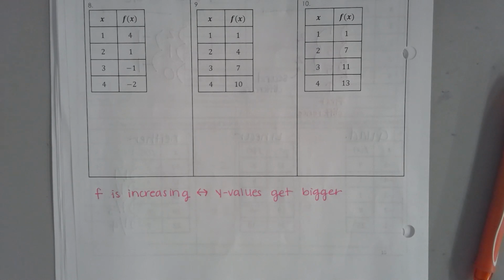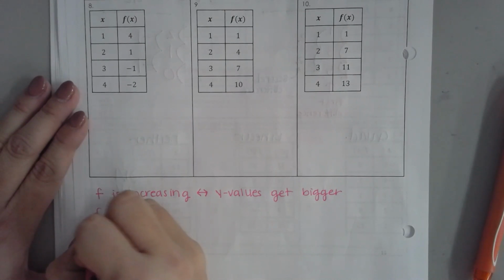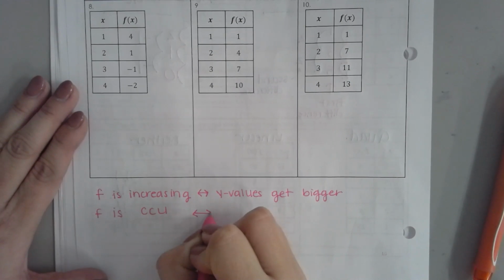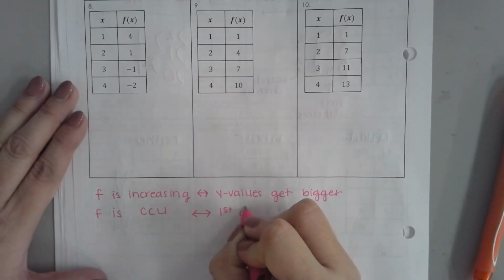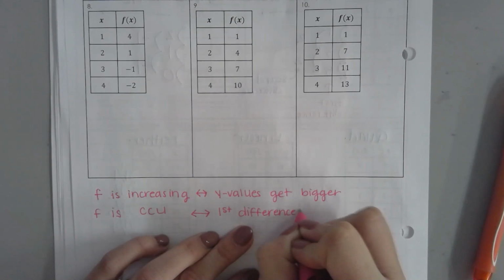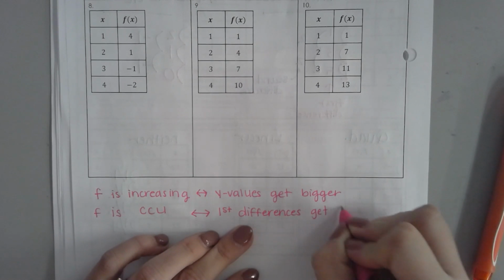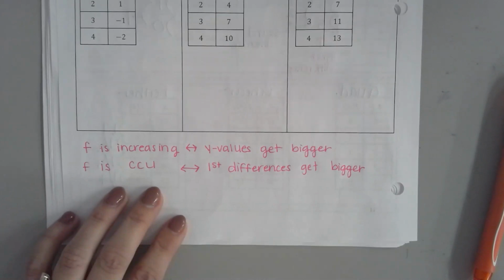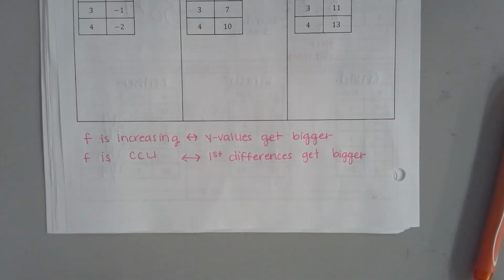We could say that F is concave up if the first differences get bigger. I know there's a lot of vocab, there's a lot of things that are so similar. One thing is increasing, that means this.